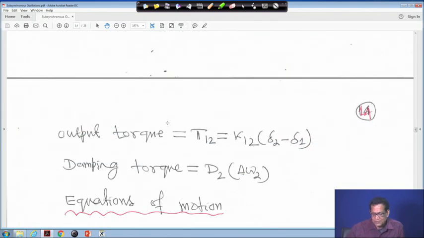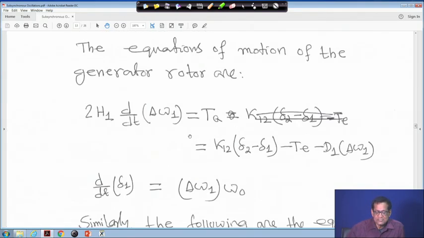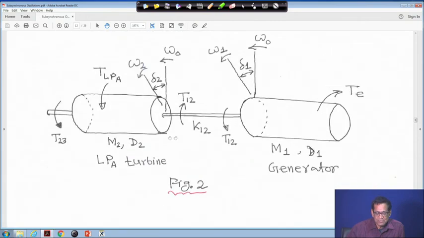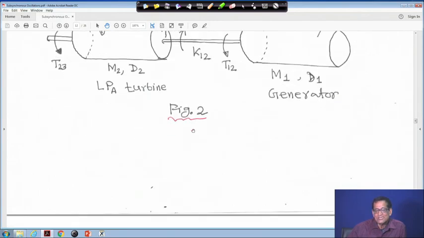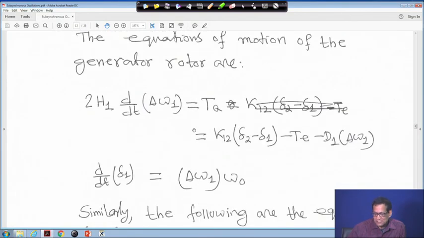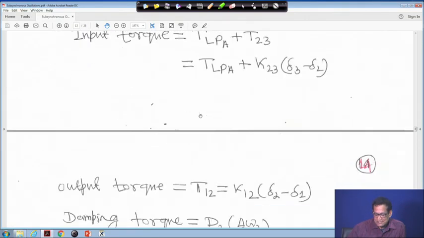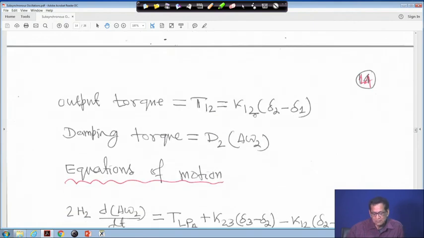Now, the output torque is T12. For this section, its output torque is T12, which is the input to the generator. So, T12 is equal to K12 into delta 2 minus delta 1, and the damping torque is the same as before; for section 2 it will be D2 into delta omega 2.